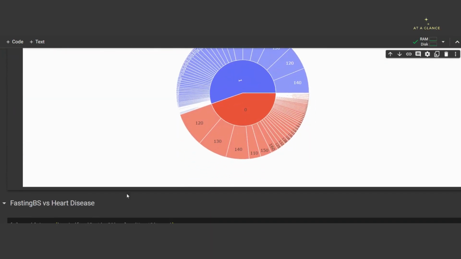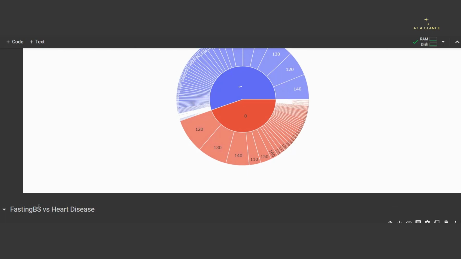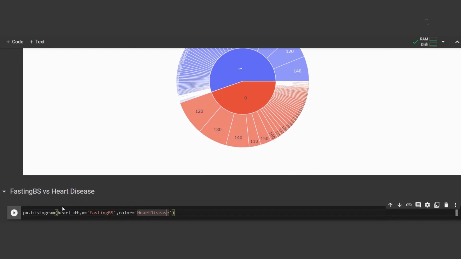Now let's move on to the relationship between fasting blood sugar versus heart disease. If you remember, fasting blood sugar was a categorical feature with two values, 0 and 1. 0 means your blood sugar count is lesser than or equal to 120, and 1 means it is greater than 120. Now we are going to plot fasting blood sugar versus heart disease using a histogram. Inside the histogram, we'll specify the fasting blood sugar column, and with the help of color, we'll segregate it by the heart disease column.